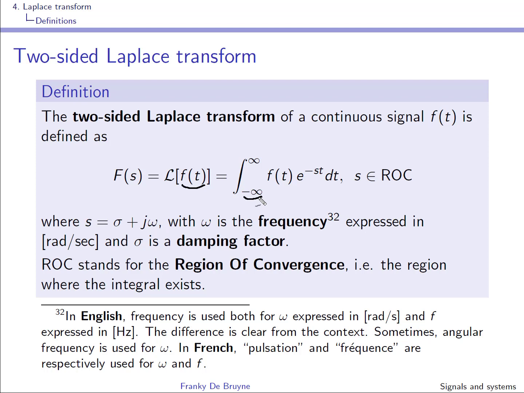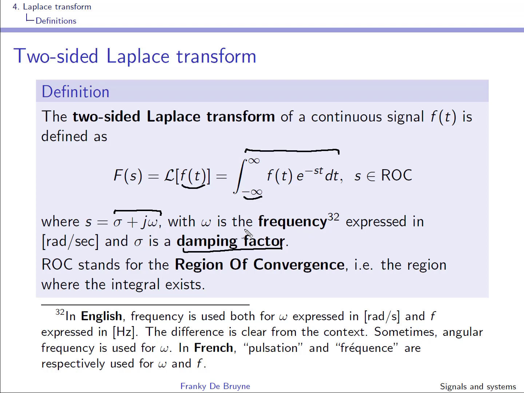Okay, so the Laplace transform of the function f of t is computed by this expression over here, where s is the Laplace variable and it's constructed as a Cartesian complex number. The real part is sigma. It will be called the damping factor, and the imaginary part will be j omega, and it will be, well, a function of the frequency.